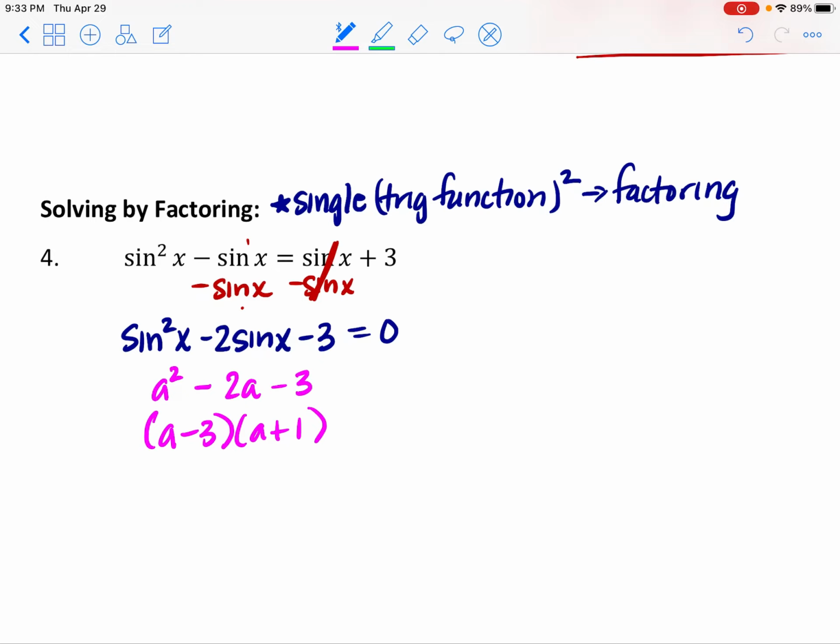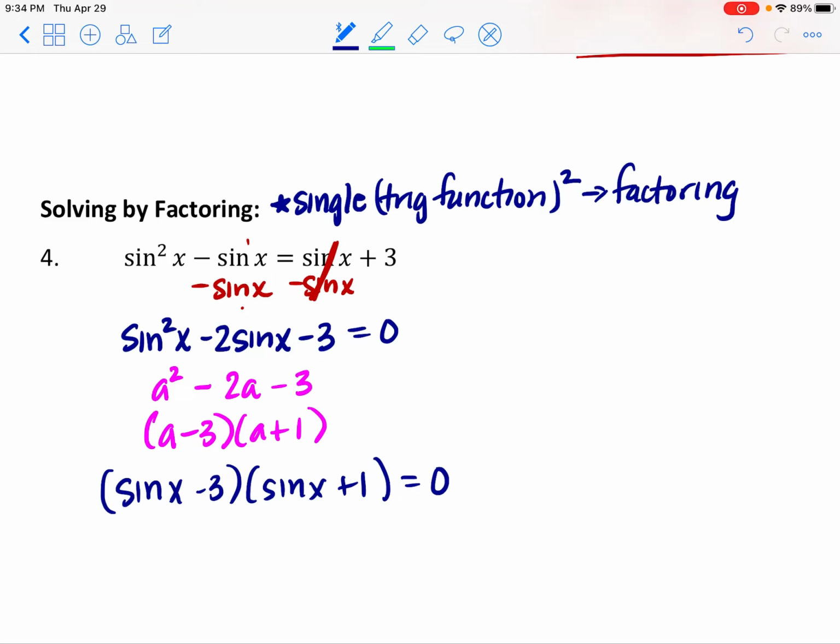So this will work the same with our signs. Instead, in place of a, we're going to have sine of x. So when we factor this, it's going to be the sine of x minus 3 and the sine of x plus 1 equal to 0. So now it's all factored.